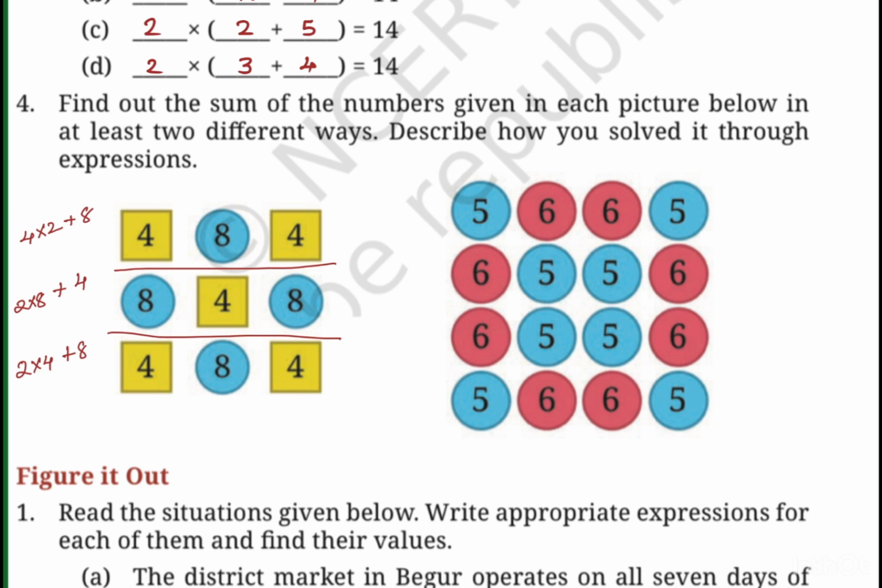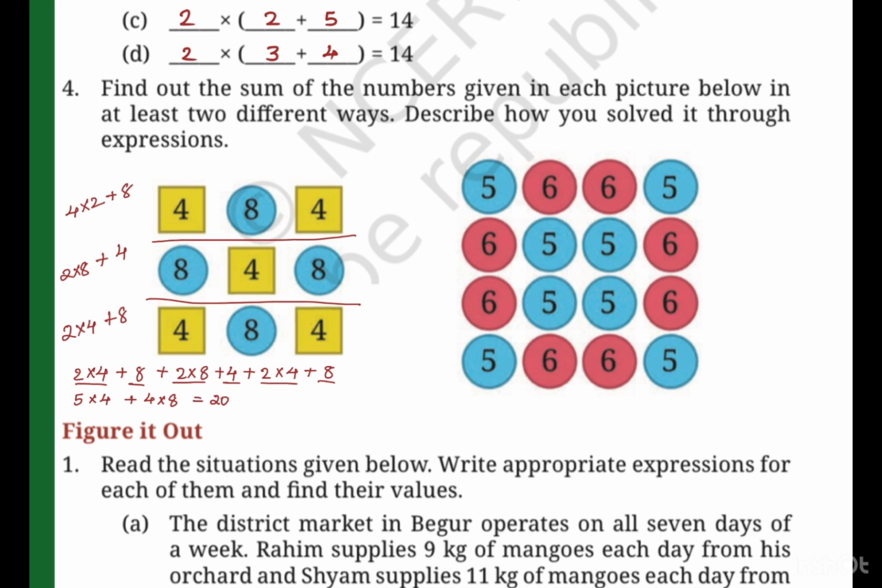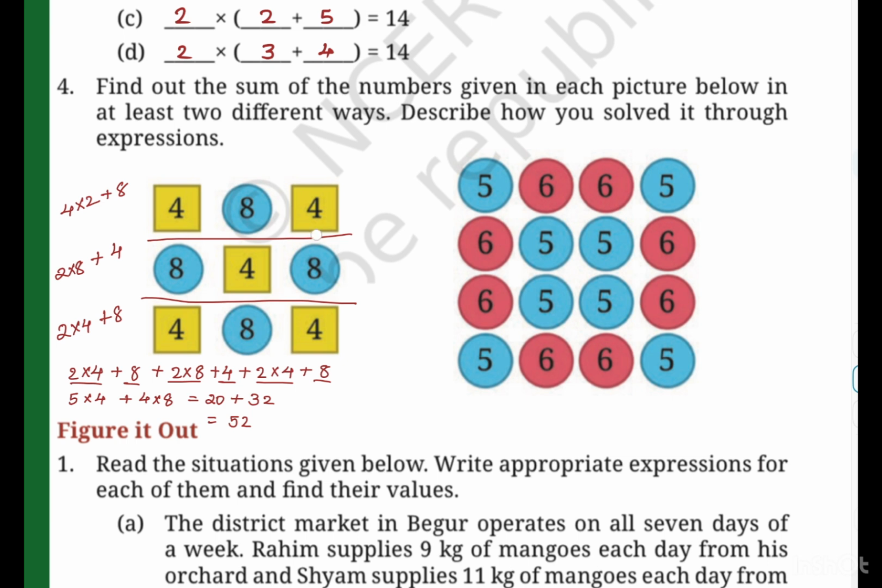So we can write the sum of numbers is 2 into 4 plus 8, plus 2 into 8 plus 4, plus 2 into 4 plus 8. Total 5 fours. So 5 into 4 plus there are 4 eights, so 4 times 8, which is equal to 5 times 4 is 20 plus 4 times 8 is 32. So total 52.